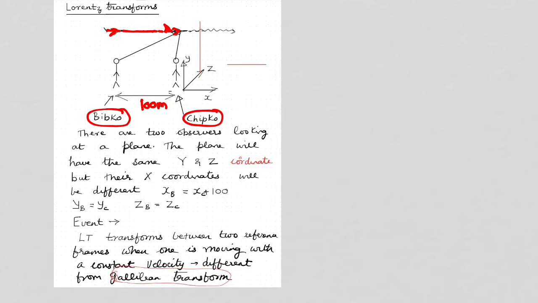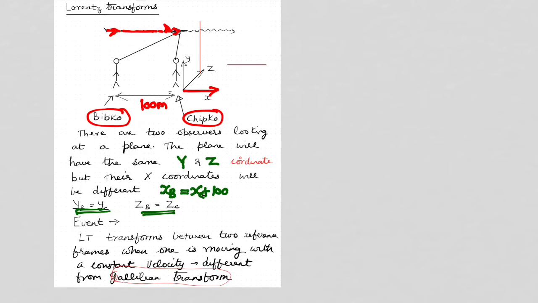Now observe that the x, y, z coordinates are shown here. These are the diagrams x, y and z. These two observers will observe the flying object. The y and z coordinates will be exactly same. However, the x coordinate, as observed by Bibco, the first guy, xb we'll call it, will be equal to xc plus 100 meter, because there was a difference of 100 meter. The y coordinate is same, the z coordinate is same.